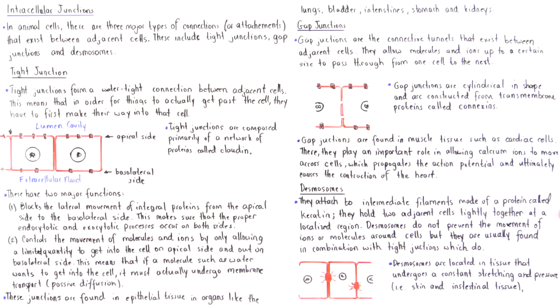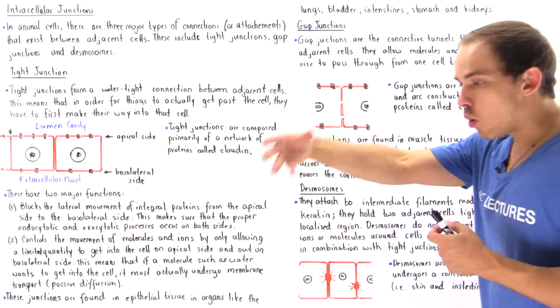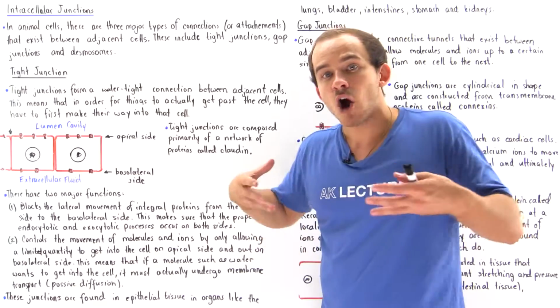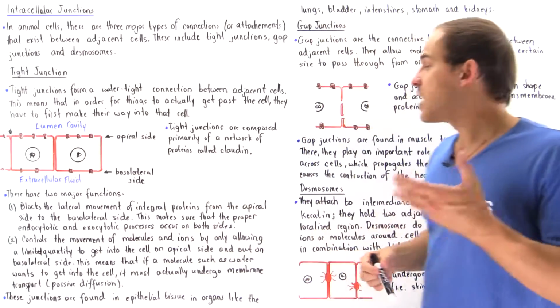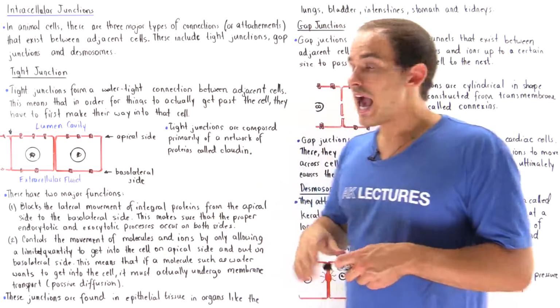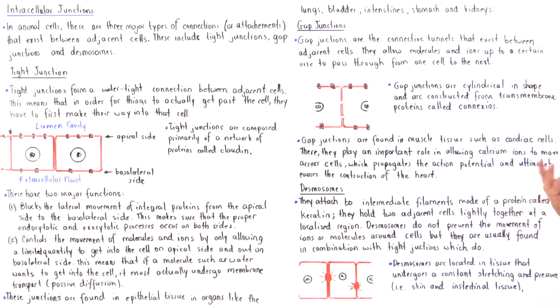So gap junctions are found in muscle tissues such as cardiac cells, and there they play an important role in allowing calcium ions to move across our cells, which basically propagates the action potential from one cell to the next cell, and this ultimately causes the heart to contract, and that creates our heartbeat, which pumps our blood through the body. And we'll talk more about this when we discuss the cardiovascular system and the heart.